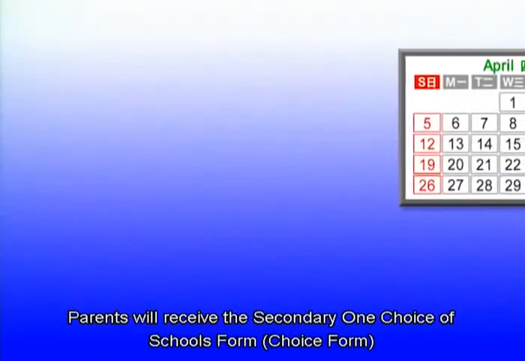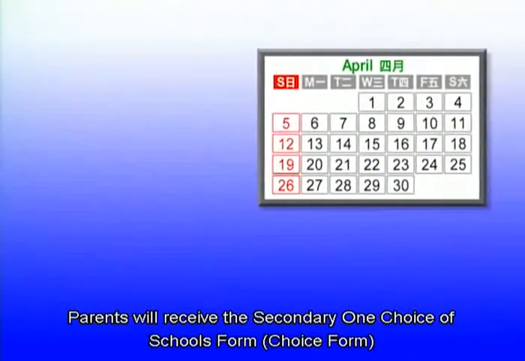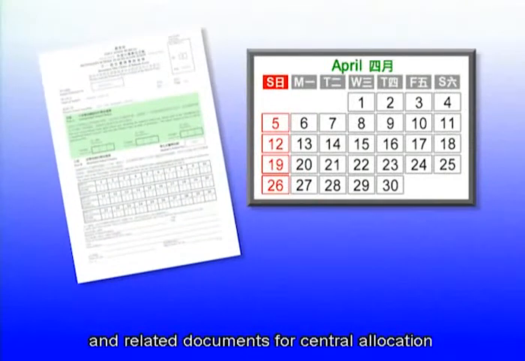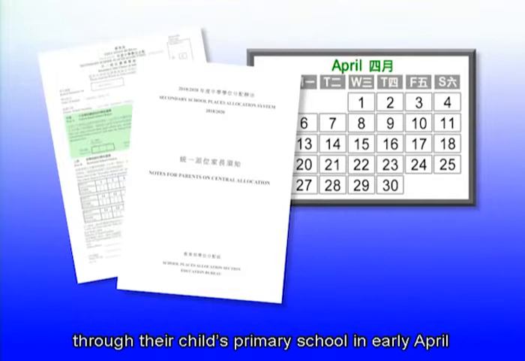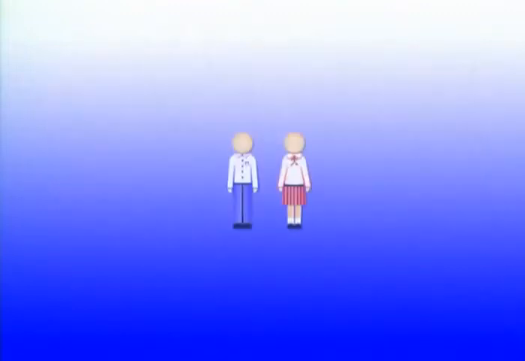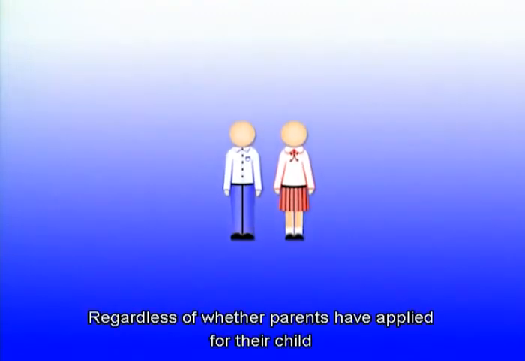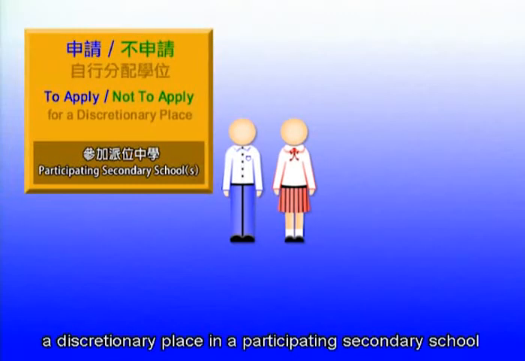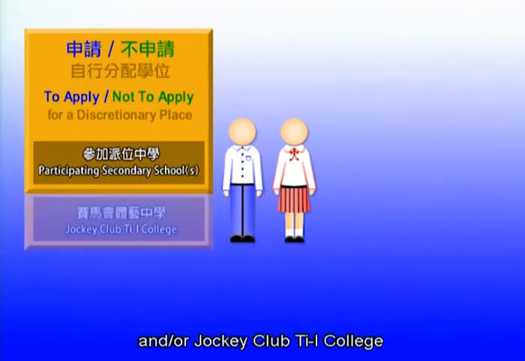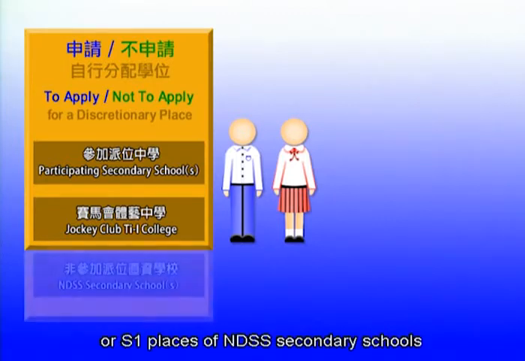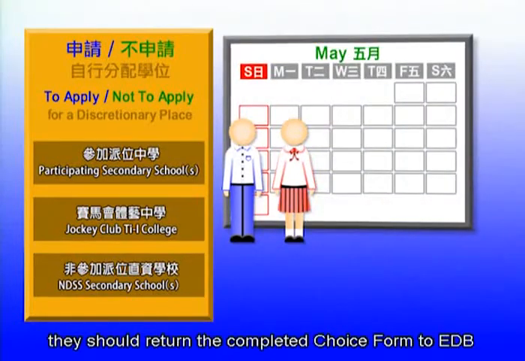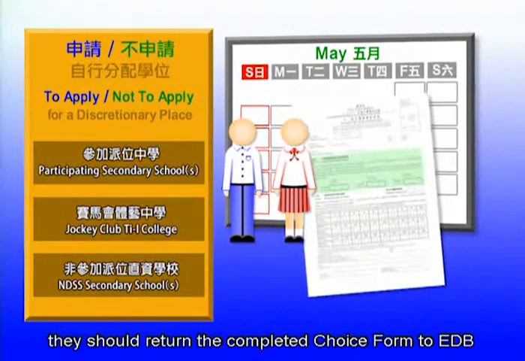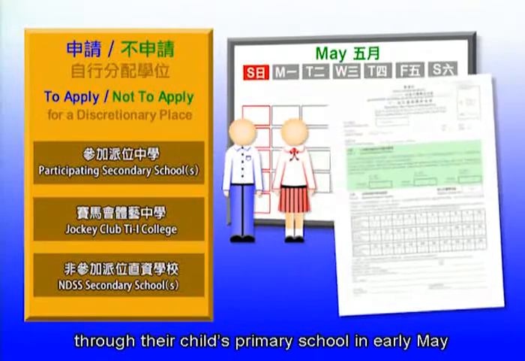Parents will receive the Secondary 1 Choice of Schools form, choice form, and related documents for central allocation through their child's primary school in early April. Regardless of whether parents have applied for their child a discretionary place in a participating secondary school and/or Jockey Club TE College, or S1 places of NDSS secondary schools, they should return the completed choice form to EDB through their child's primary school in early May.